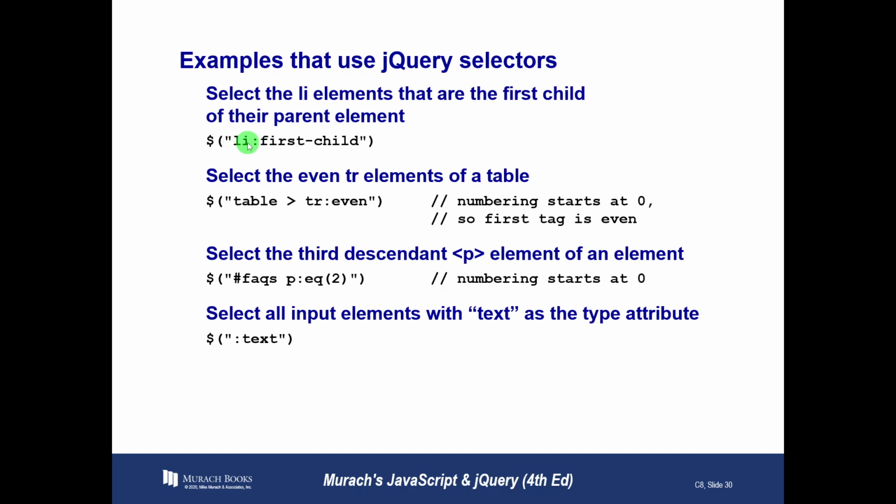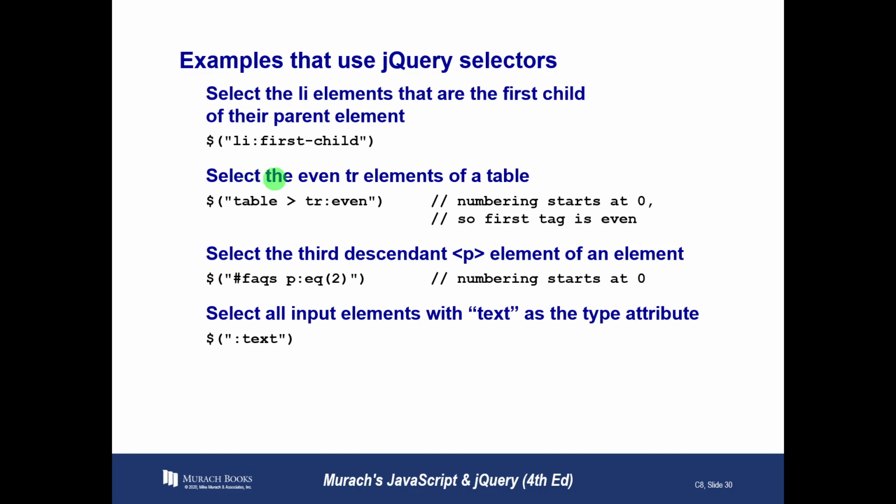So here is a list item, colon, first child. What does that do? Gets the list item elements that are the first child of their parent. So this basically gets the first list item out of an unordered list or an ordered list or some kind of list that has a list item. It gets the first one. So colon first child grabs the first one of that type.